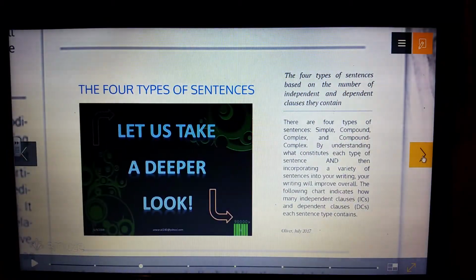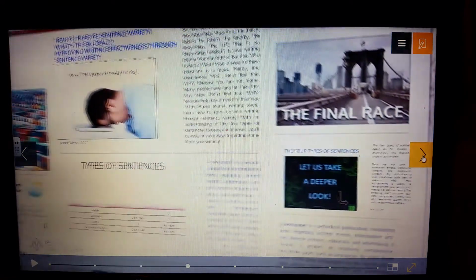The 4 types of sentences. The 4 types of sentences based on the number of independent and dependent clauses they contain. There are 4 types of sentences: simple, compound, complex, and compound complex. By understanding what constitutes each type of sentence and then incorporating a variety of sentences into your writing, your writing will improve overall. The following chart indicates how many independent clauses, ICs, and dependent clauses, DCs, each sentence type contains.